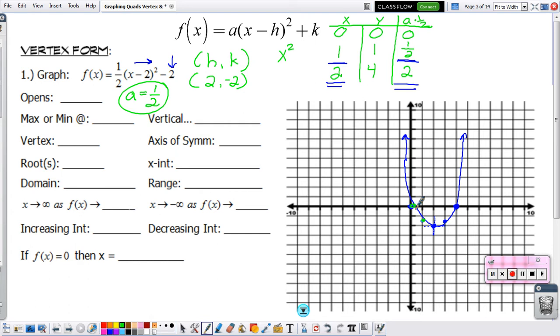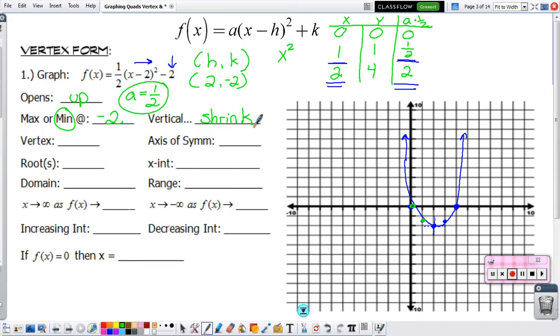So some questions: does this graph open up or down? Since the A value is positive, the graph is going to open up. Does this graph have a max or a min? This graph has a min because it has a low point right here. Okay, so we call that a min. And when we ask for a max or a min, we want to know how low, what is the y value at that point. So we have a min at -2. Does this graph have a vertical stretch or shrink? Since our A value is 1/2, okay, we have a shrink.